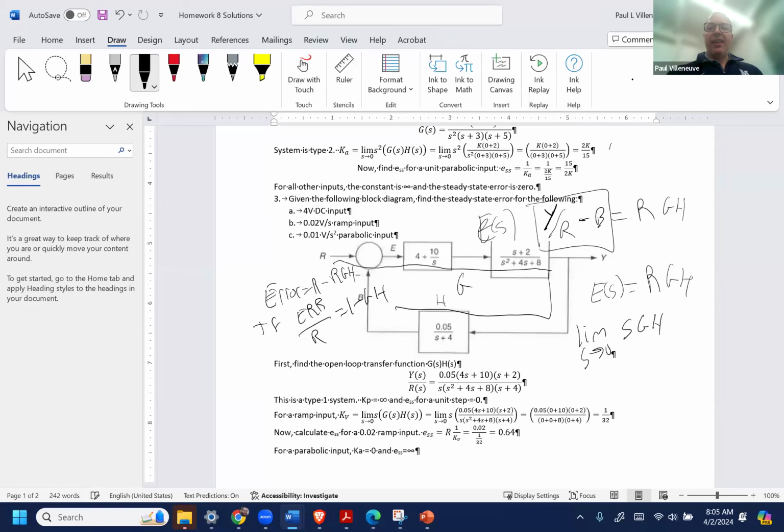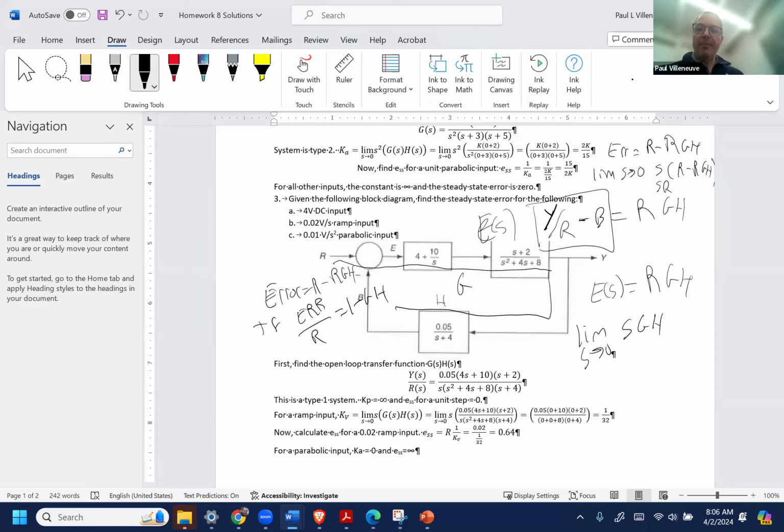If I actually want to get the error, I just have R minus R times GH. Now I do the limit as S approaches 0. So this is going to be equal to S times R minus R GH, and then you have S times R. Normally you can cancel it out, but if it's a unit step, you do have to include the 1 in there. But for anything greater than a unit step, it's going to be 1 over S, so it divides out the term.